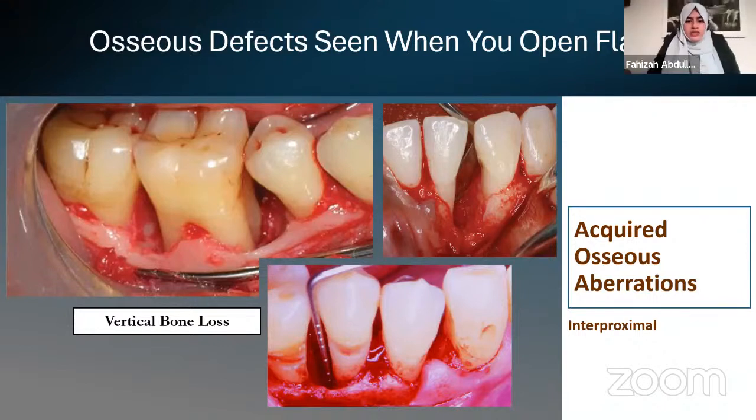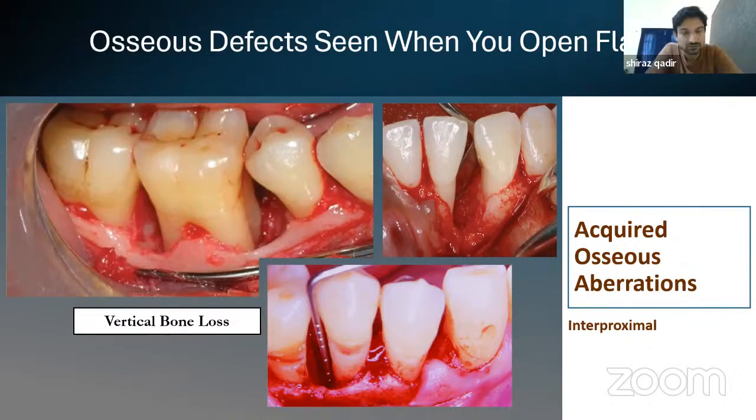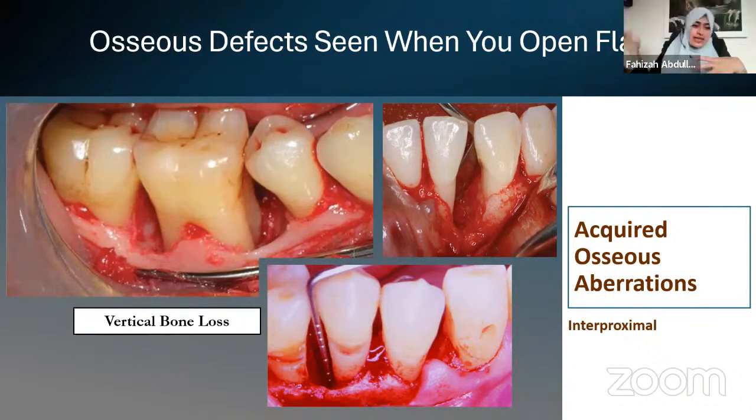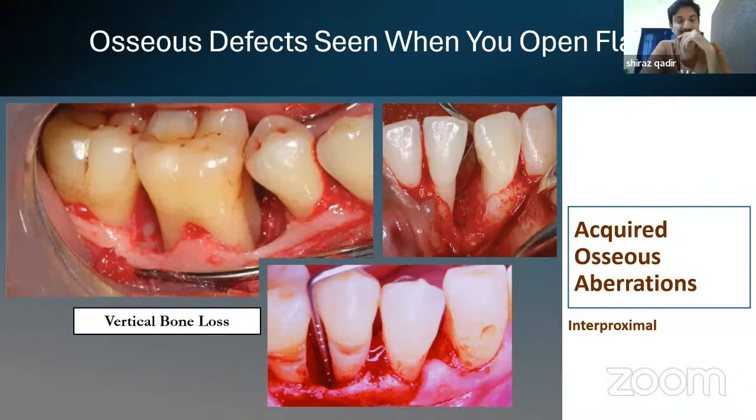Okay, so this slide actually shows you three different kinds of defects. Let's talk about the first defect, because the bone is looking very clean here. The entire point of flap elevation, which is itself an entire chapter, is to gain such access. This is the final access which you need to get when you're doing a periodontal surgery.